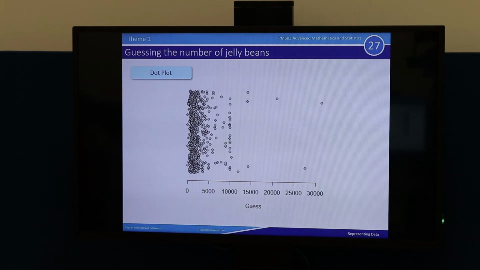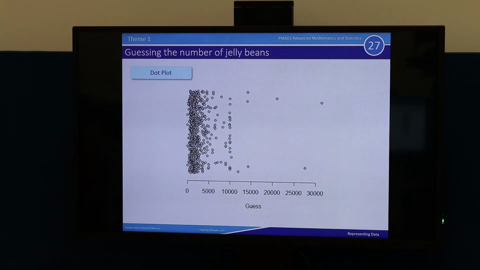So this is something called a dot plot. Along the x-axis, we have guesses. So it ranges from 0 right the way up to 30,000. These are literally the guesses which occur in the comments section. And then each dot represents a guess. Does that make sense? Okay. So where do the majority of the guesses lie? Where are the majority of guesses which people made? Yeah, between 0 and 3,000.